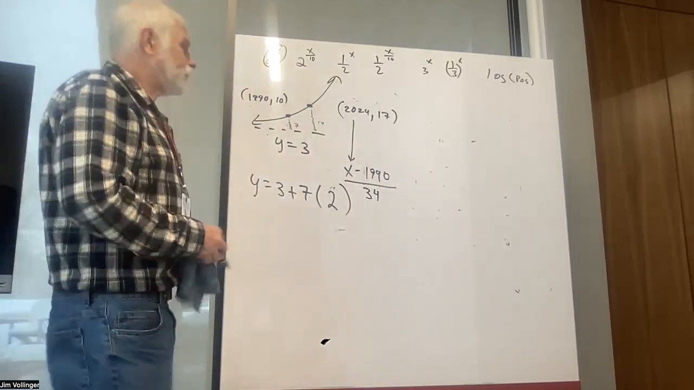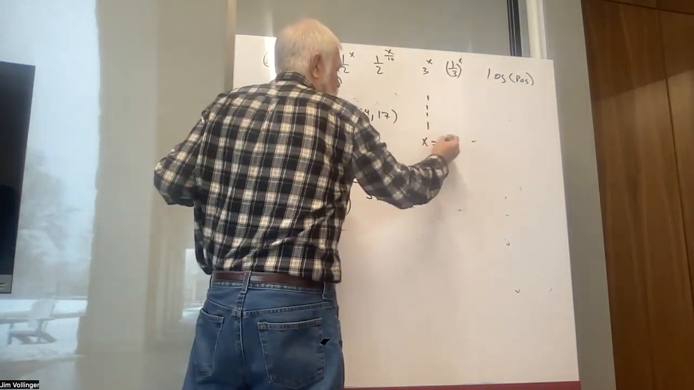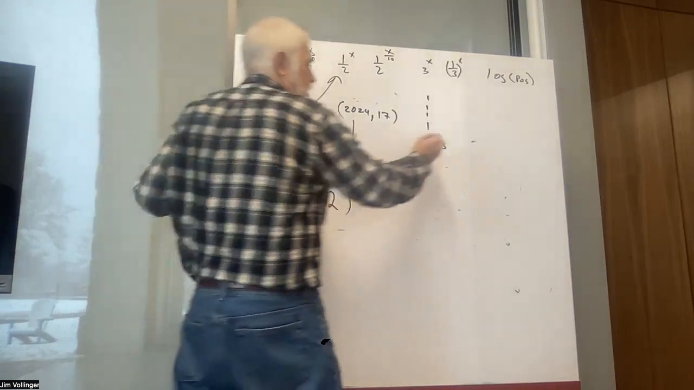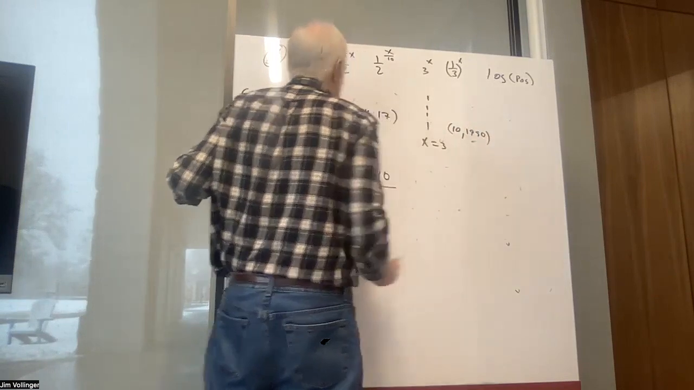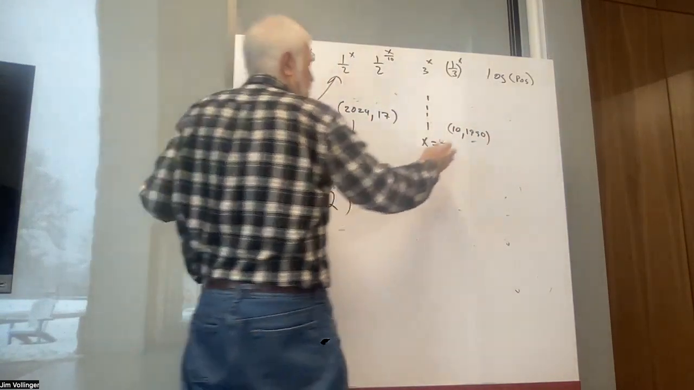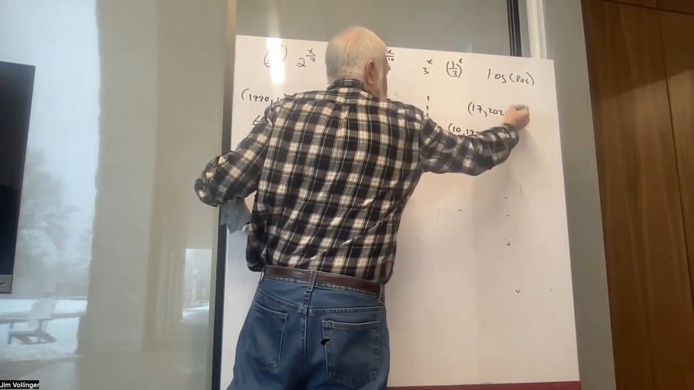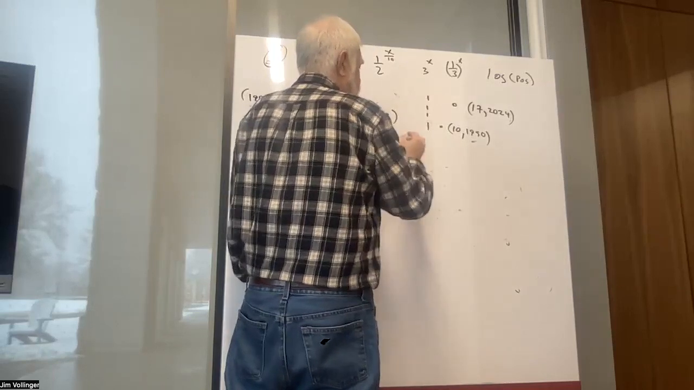All right. What's the inverse of y equals 3? X equals 3. What's the inverse of 1990 to 10? 10 to 1990. What's the inverse of 2024 to 17? 17 to 2024. Dot, dot, let me move this x equals 3.